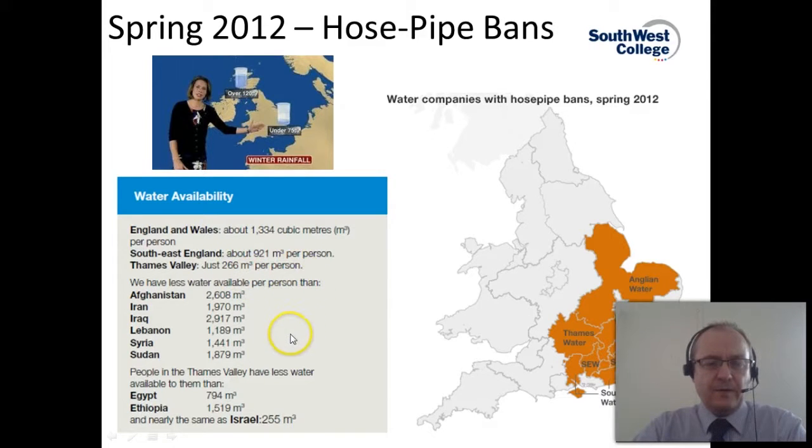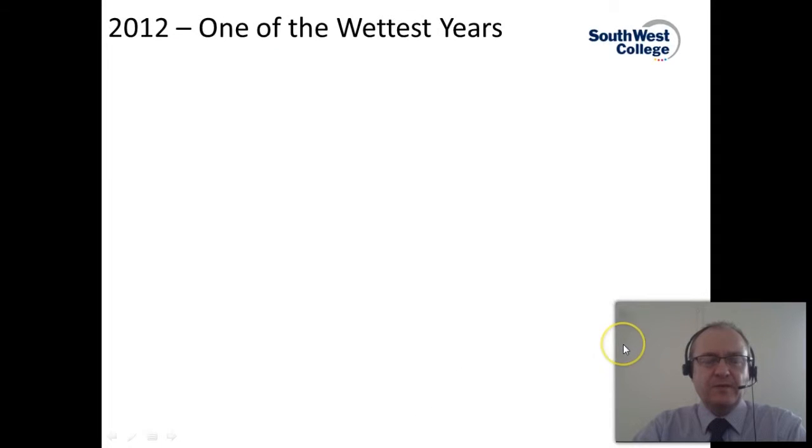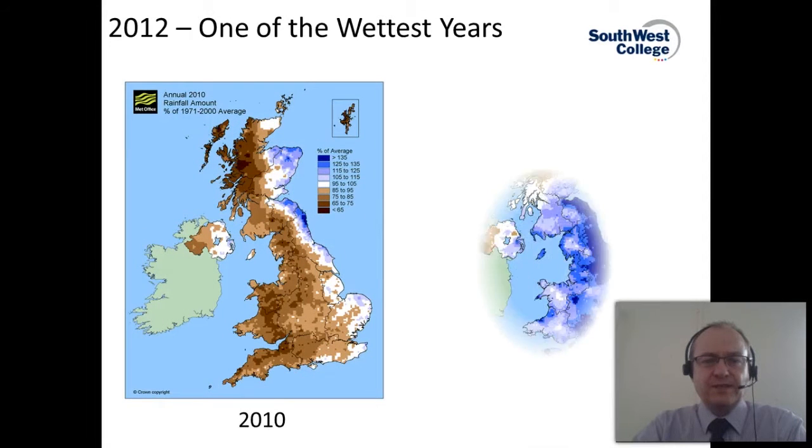And if you compare that with countries that we would traditionally consider to be drier climates, Afghanistan, Iran, Iraq, areas in the Middle East, Egypt, Ethiopia and Israel, you can see that these countries have considerably more rainfall per person than someone living in the Thames Valley area. And basically people living in the Thames Valley area get nearly the same rainfall amount as you would get in Israel, in the Middle East. So in parts of the UK there is concern over the water and the rainfall. However, 2012, in spite of the hosepipe bans in spring time, was one of the wettest years on record.